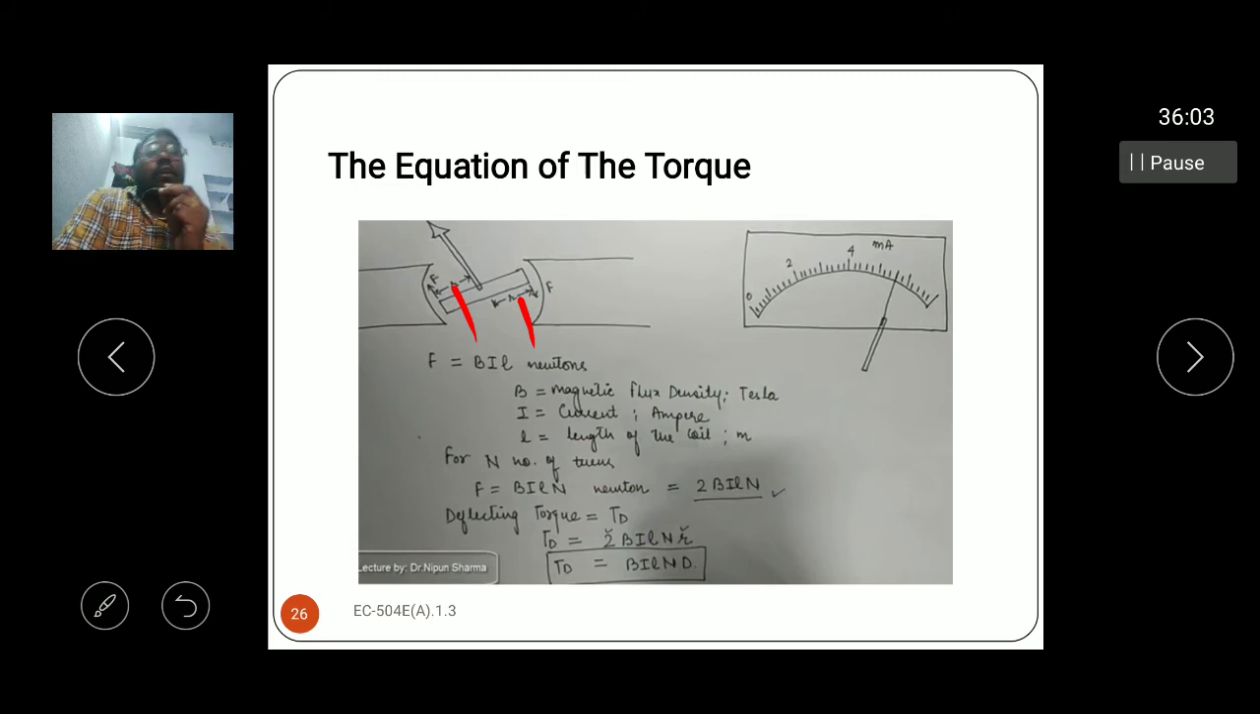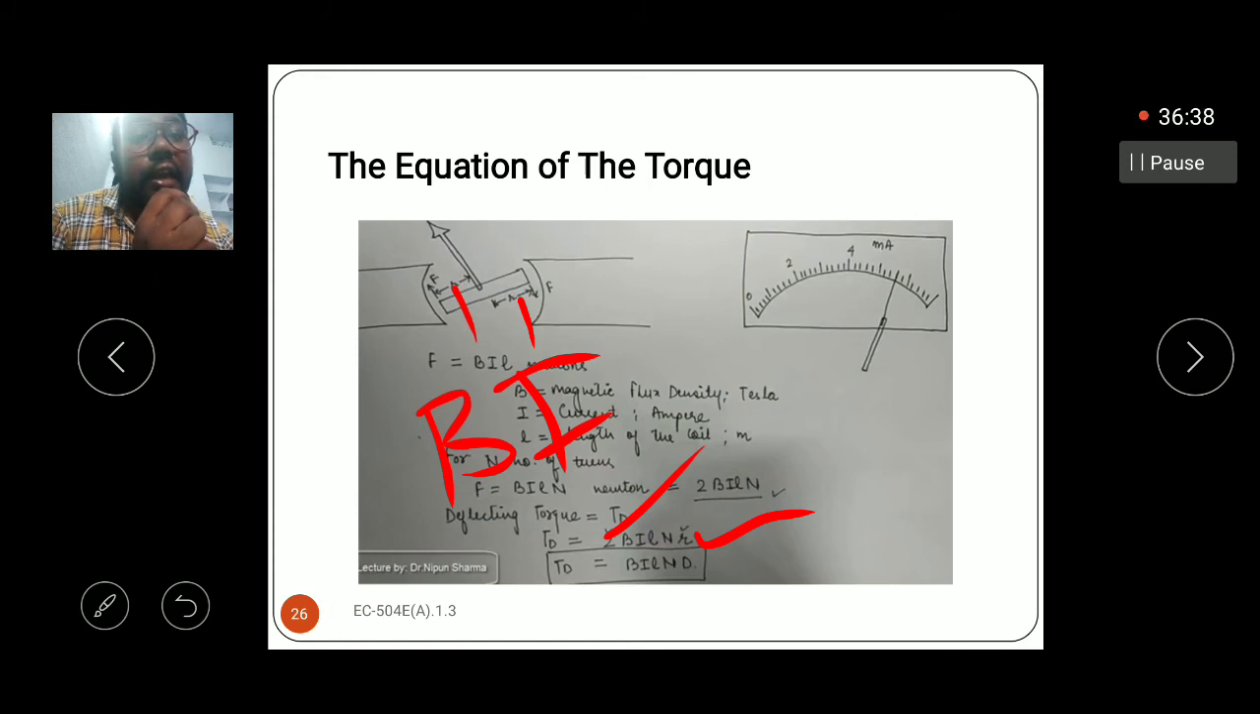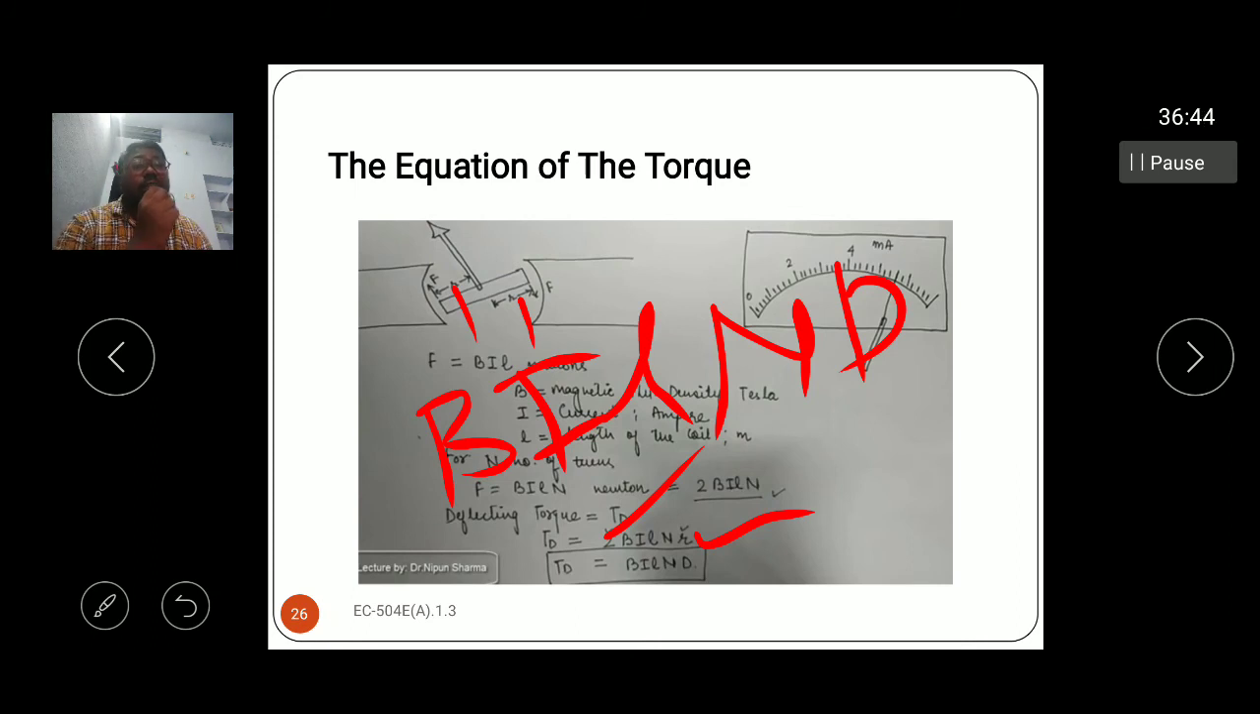Then the deflection torque and coil torque we have to measure. The deflection torque TD is equal to 2 into B into I into L into N into the radius R. Then 2 into R is nothing but the total diameter of the aluminum base. Then the deflection torque TD is equal to B into I into L into N into capital D. This is the deflection torque.